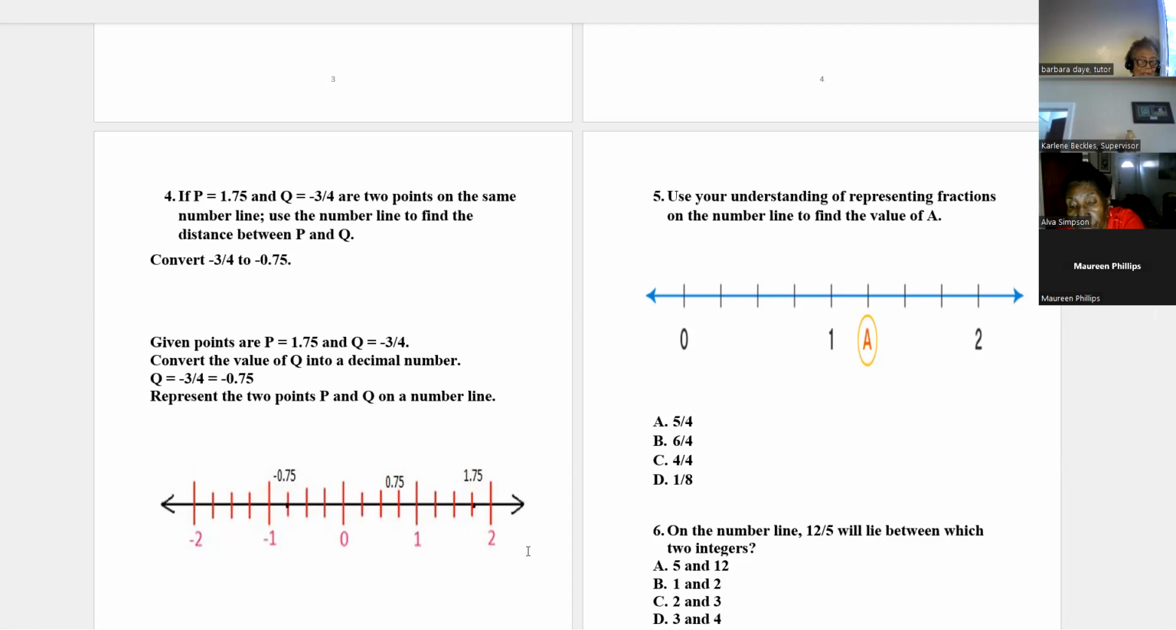There's a couple of ways you can find it. The easiest way would just be to add the absolute value of the two numbers. What do you get when you add the absolute value of minus 0.75 and the absolute value of 1.75? Maureen, what do you get?